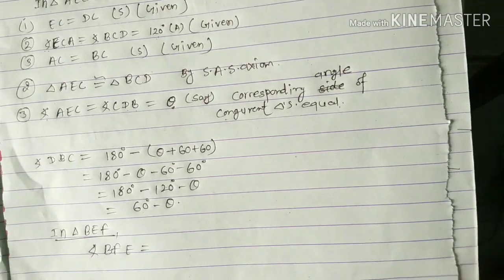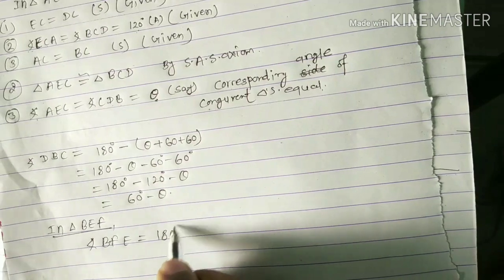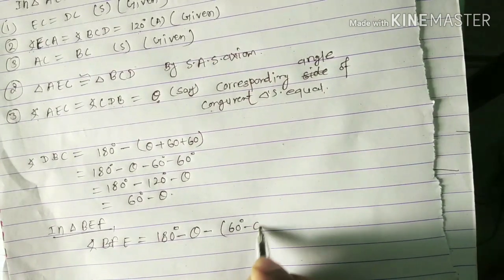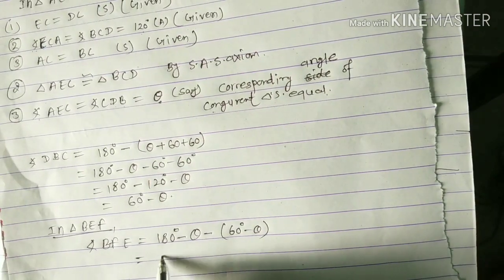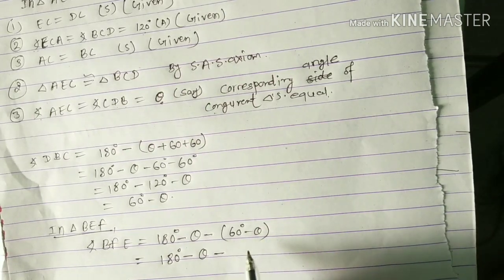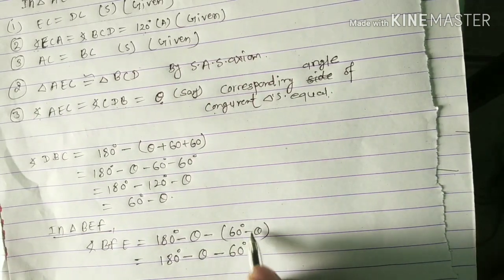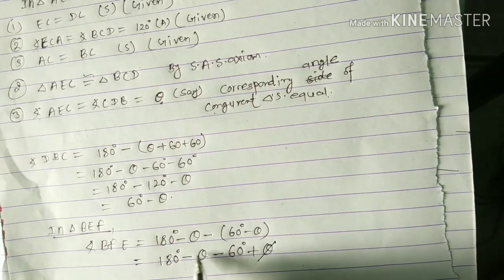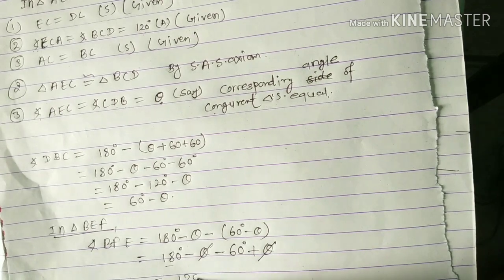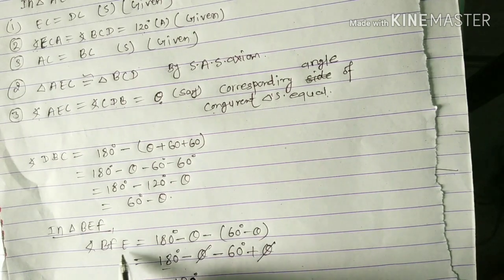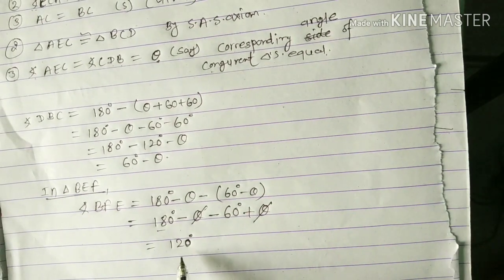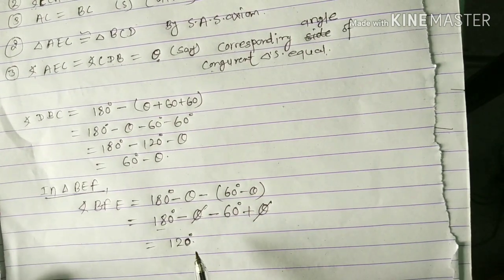So let's subtract them. We write 180 degrees minus theta minus (60 degrees minus theta). If we open it with the minus sign, we have 180 minus theta minus 60 plus theta. So plus theta and minus theta cancel here. 180 minus 60 means 120 degrees. So the angle BFE is 120 degrees.